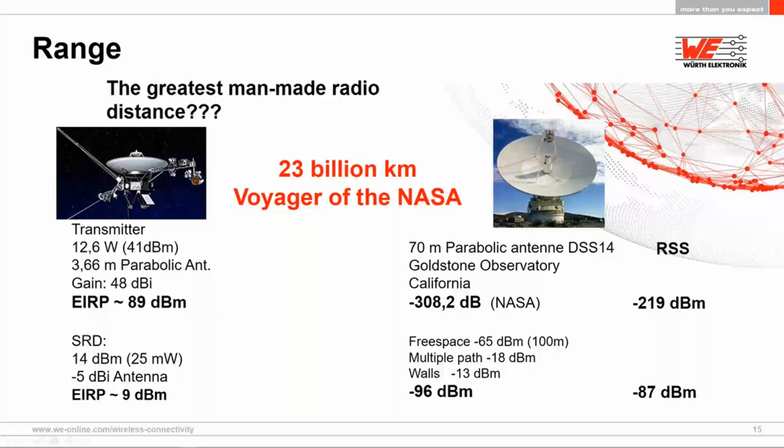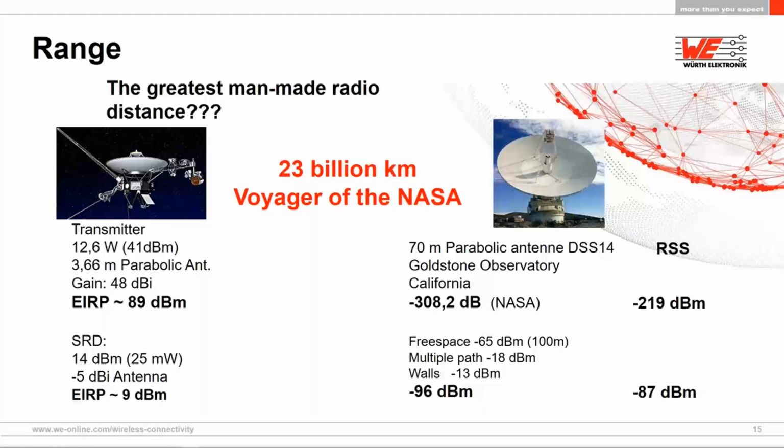Bit of interesting information. What do they use? They have 12.6 watt on a 3.6 meter parabolic antenna on the Voyagers. And they play around with an effective isotropic radiated power of about 89 decibel or dBm. They use a massive 70-meter parabolic antenna stationed at the Goldstone Observatory in California, and they actually managed to receive down to minus 308.2 decibel, which gives us a radio signal strength of 219 dBm.